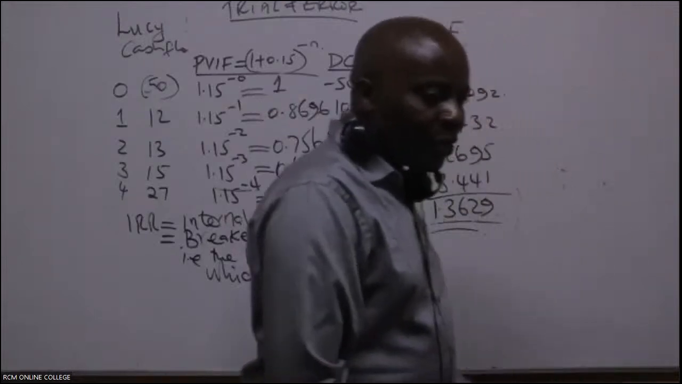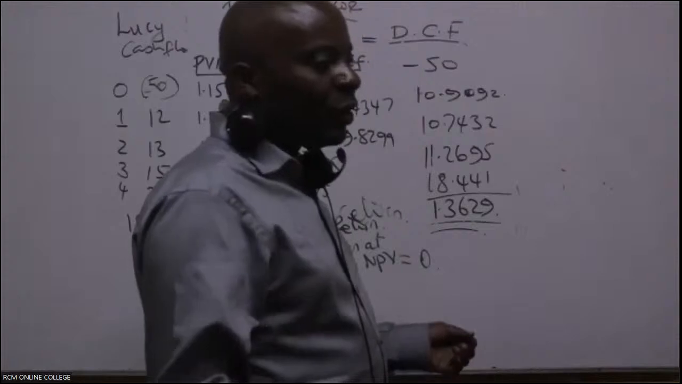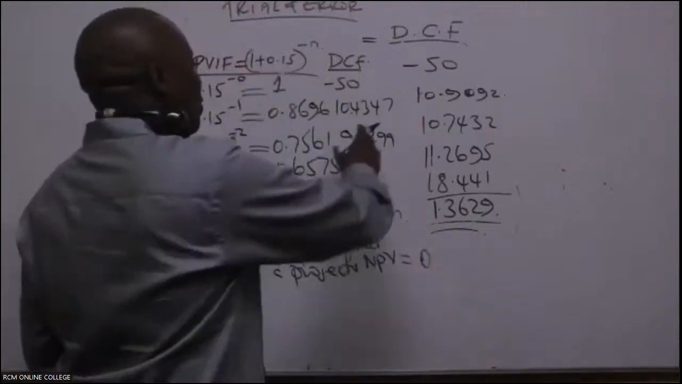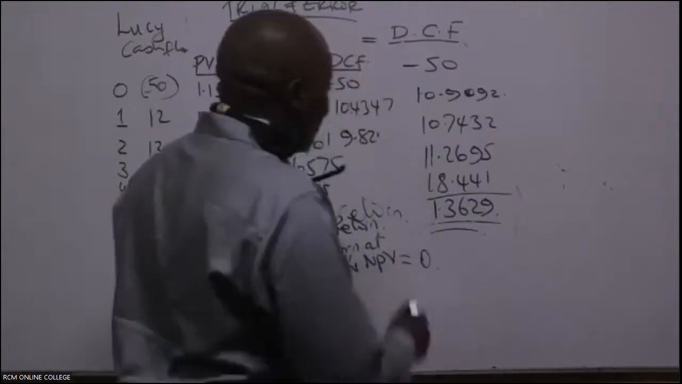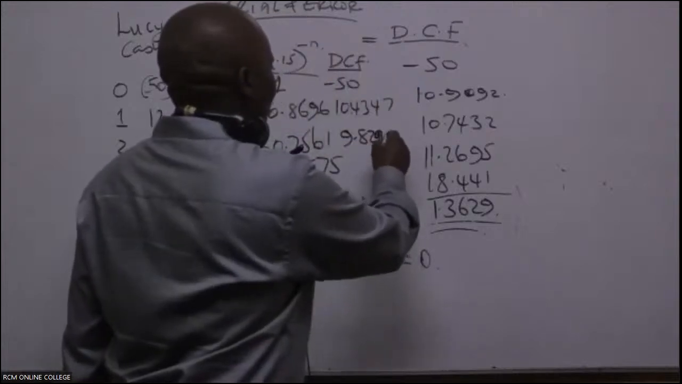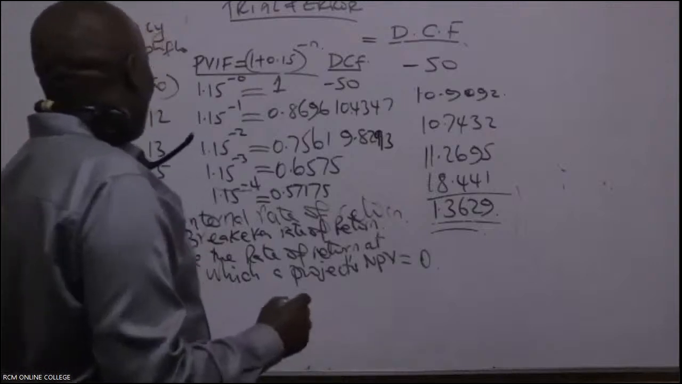$9.8293. Of course, because of rounding off errors, you can easily get some different figures. 9.8293. Thank you very much. And now let's go to the third year.